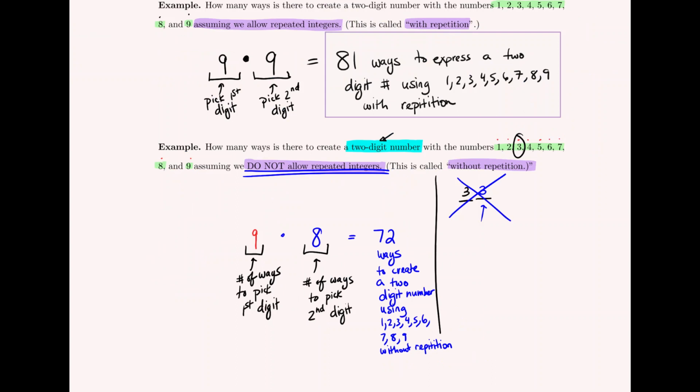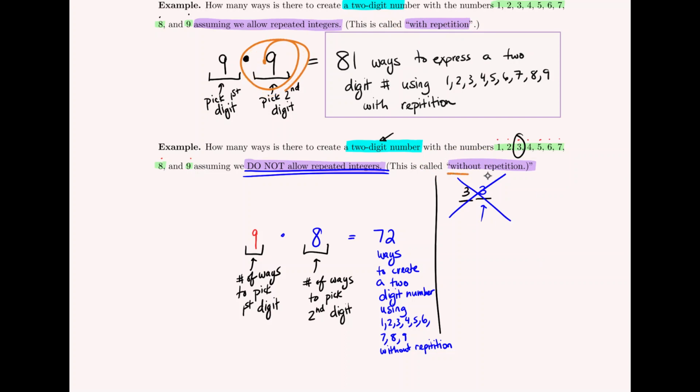Contrast this with our previous example. You notice the previous example had the exact same setup, except for their difference here. The first example allowed repetition, and the second example said no repetition. The way those differences are expressed in the way we solve the problem is when we're allowed repetition, I still have all the original options available in the second step because I'm allowed to repeat.